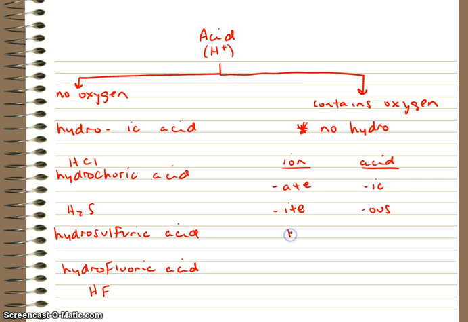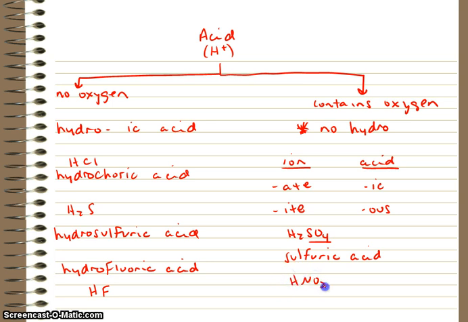So if we had H2SO4 and we wanted to name this acid, it has hydrogen in it, so we know it's an acid. It contains oxygen, so we're going to be on the right side of our flow chart. We're not going to write hydro as a prefix. We have to think about what SO4 is. And knowing our polyatomic ions, we know that SO4 is sulfate. ATE will be replaced with ic, so this would be sulfuric acid.